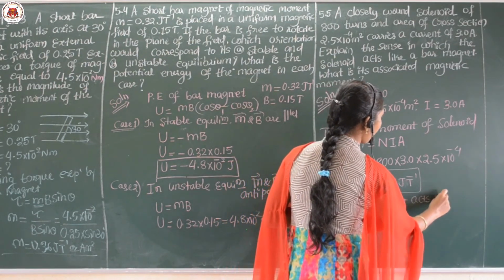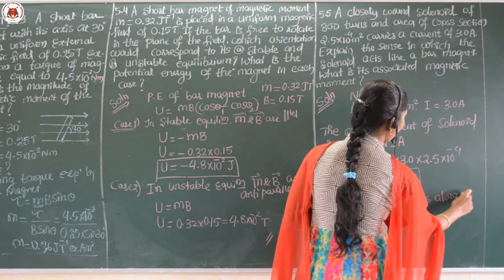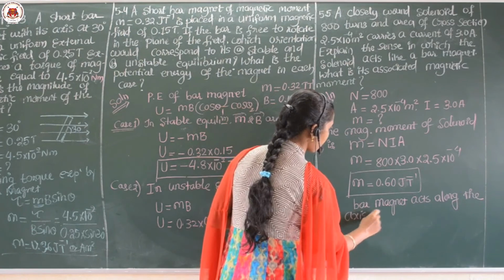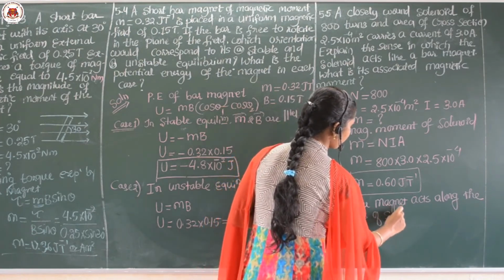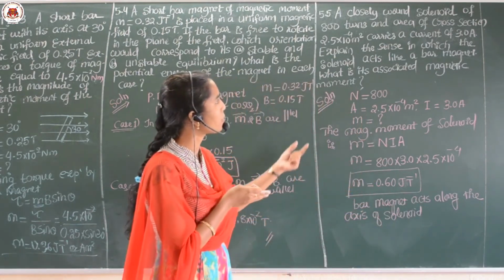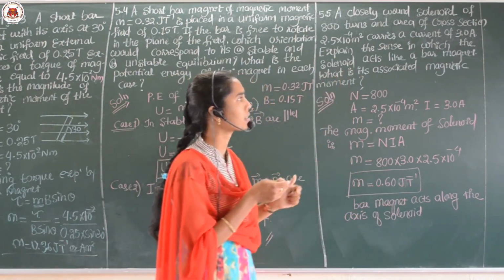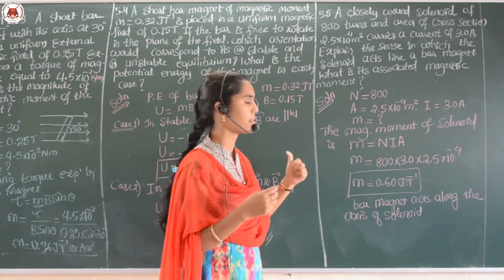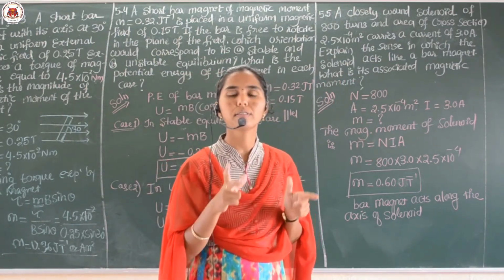That is why the bar magnet acts along the axis of the solenoid. In which direction is the sense? Along the axis of the solenoid. So these are the numericals of the NCERT for chapter 5.